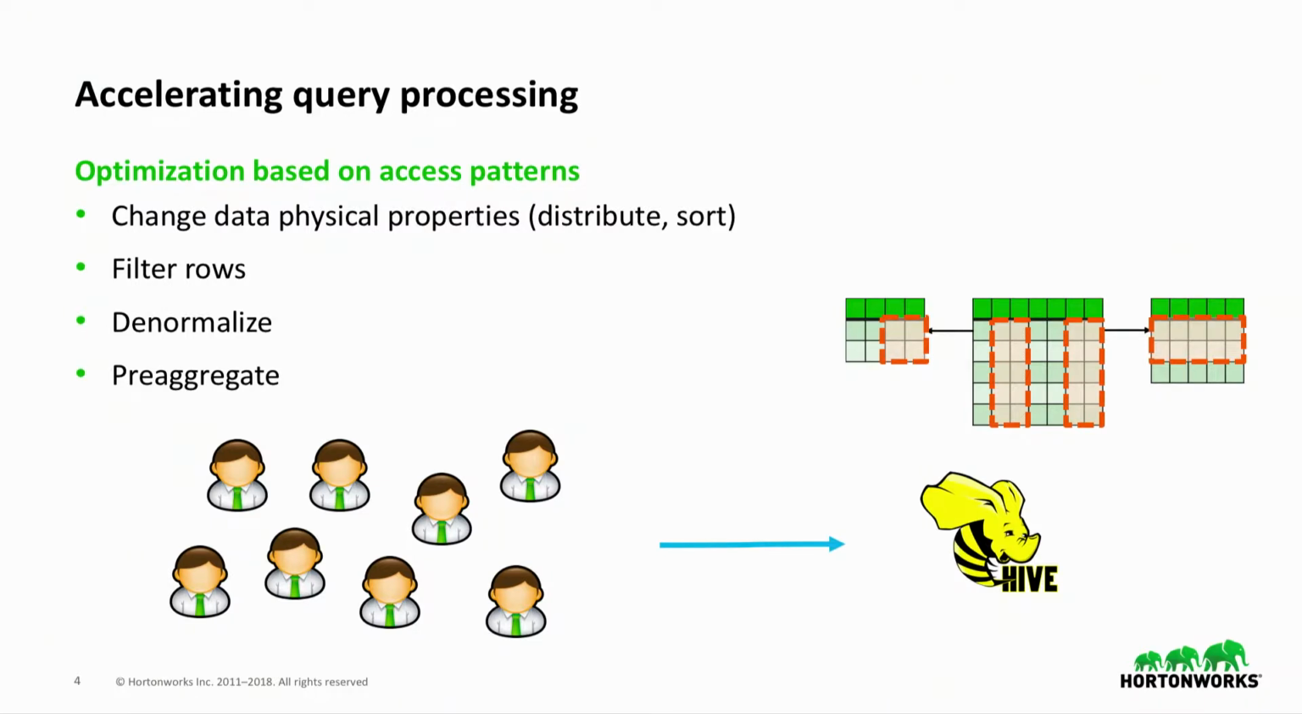Another kind of optimization based on access patterns is also filtering rows, right? So you have a huge table, and you know that you are going to query only a subset of it. So maybe you create another table that only contains part of the original data. Another very common use case is denormalizing the database. So for instance, if you have a typical star schema, you have a fact table and some dimension tables, you may denormalize this database so you avoid running joins when you're running your queries.